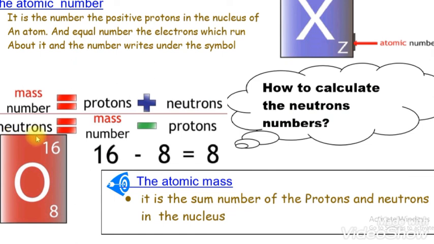So we have 8 as the number of electrons, protons, or atomic number, and the bigger number, the number of protons and neutrons together, is the mass number.